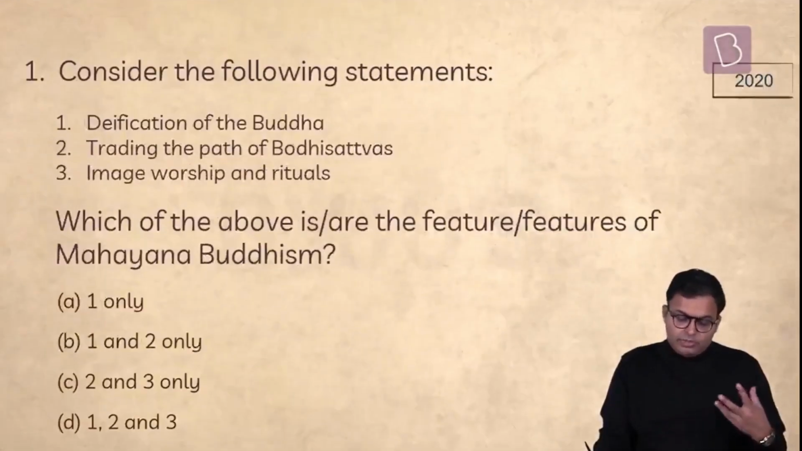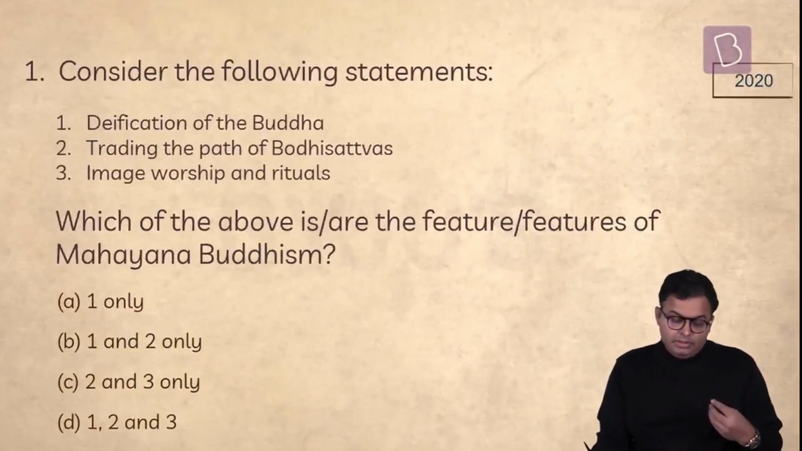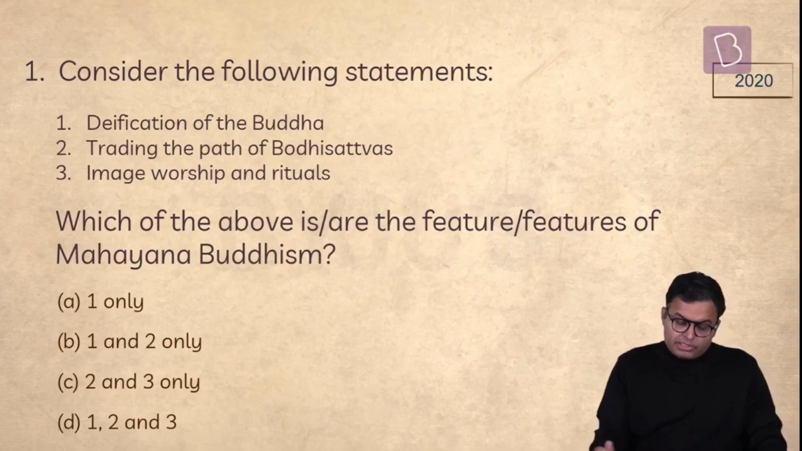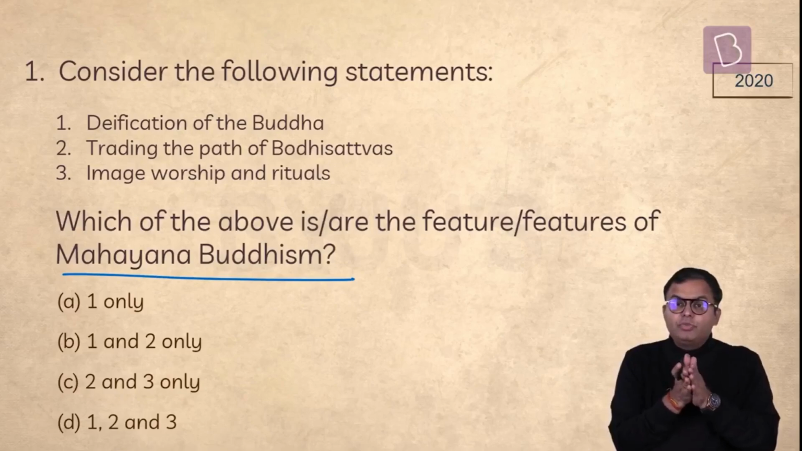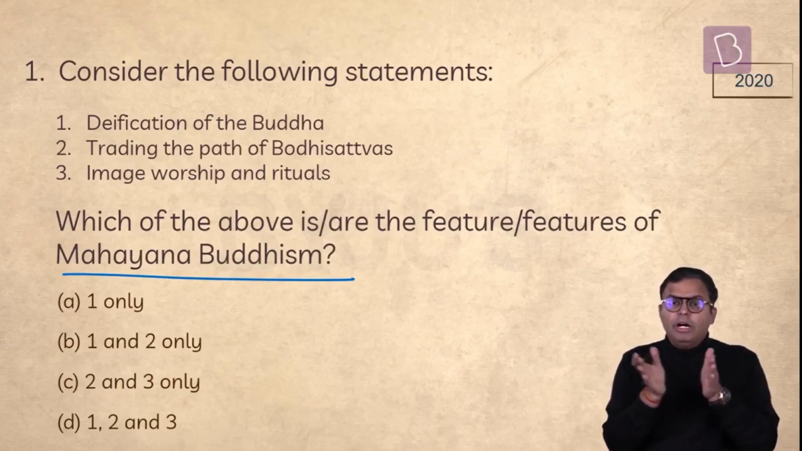Let's see a question, a simple question. Even if you don't know, that's fine. Consider the following statements. Now, Mahayana Buddhism. We find that Buddhism was eventually broken up into two halves.